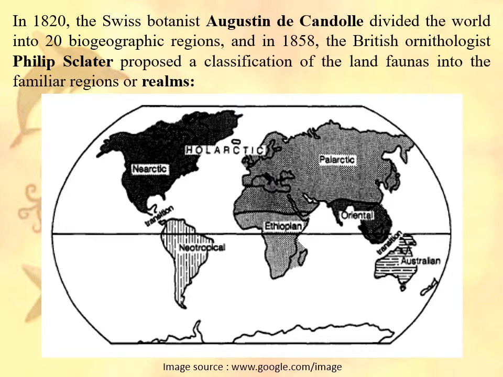Now, these kinds of biogeographic studies have been going on since the start of the 19th century. One of the pioneer workers who first divided the entire earth into several biogeographic regions depending on the distribution of plants was the Swiss botanist Augustin de Candolle. He divided the world into 20 biogeographic regions in 1820. Later, in 1858, a British ornithologist, that means a British scientist who deals with birds, Philip Sclater, proposed a classification of land faunas into 6 familiar regions, called realms.